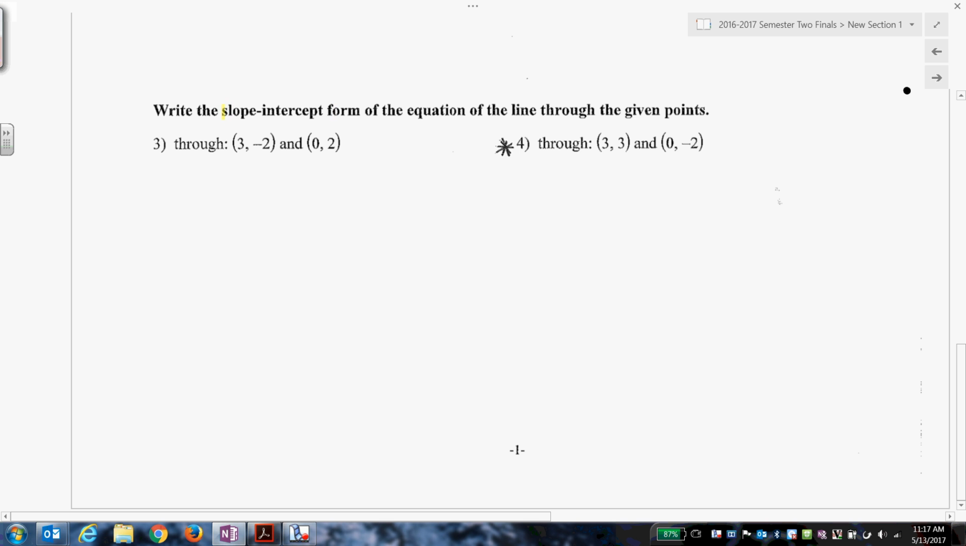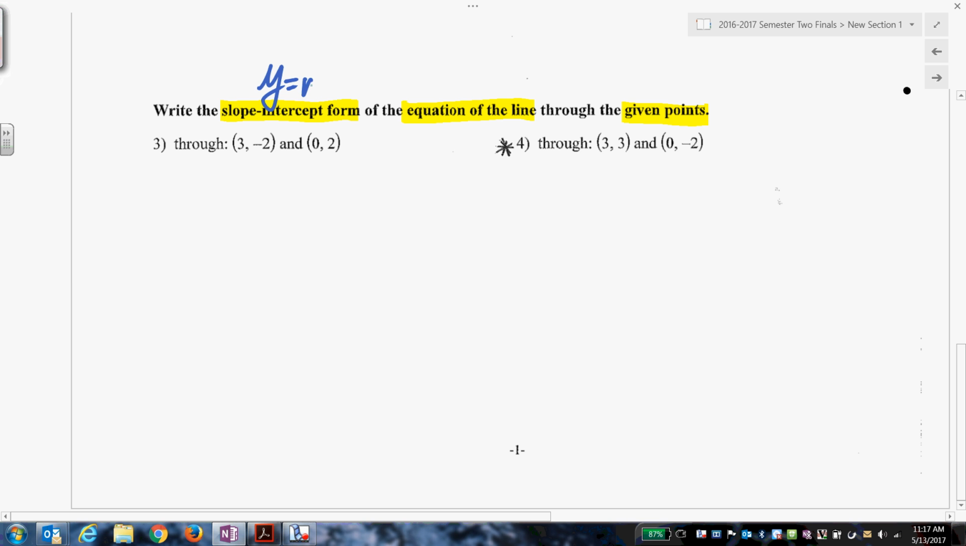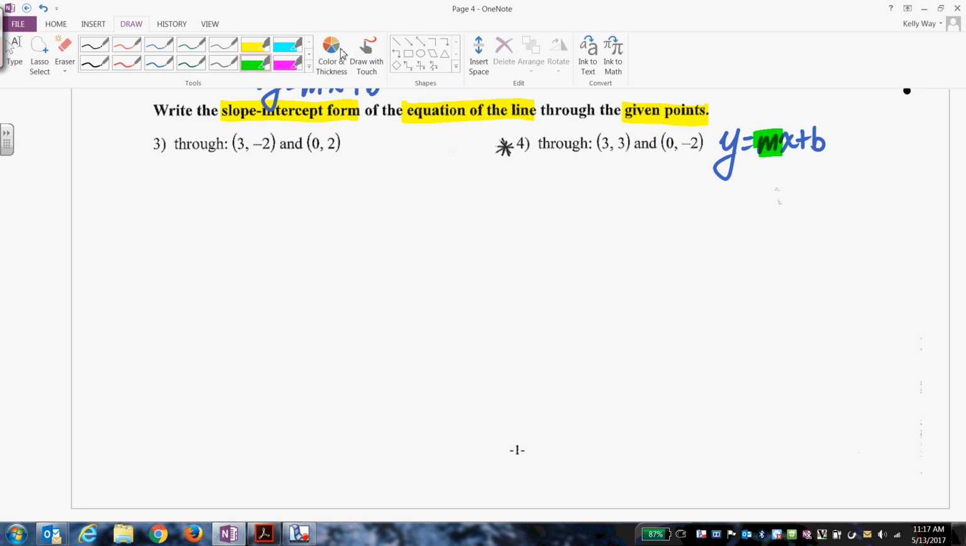Write the slope-intercept form of the equation of a line through the given points. The slope-intercept form. Why don't you start by writing that out? That is the slope-intercept equation of a line. Y equals mx plus b. And if you want that, there's only two things you need here. You need the slope, and you need the y-intercept.